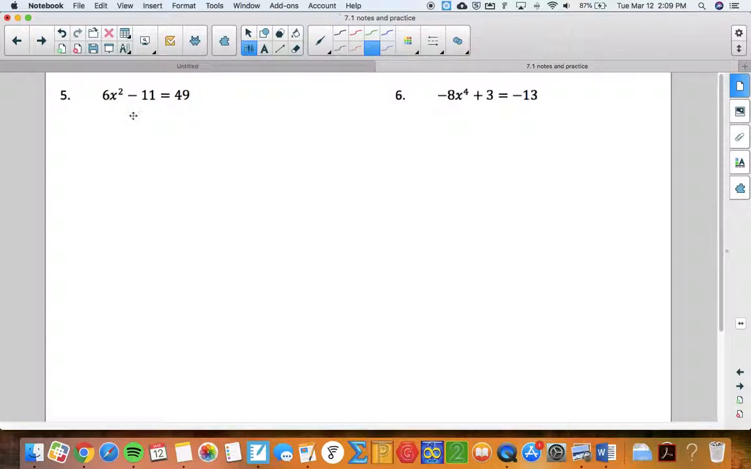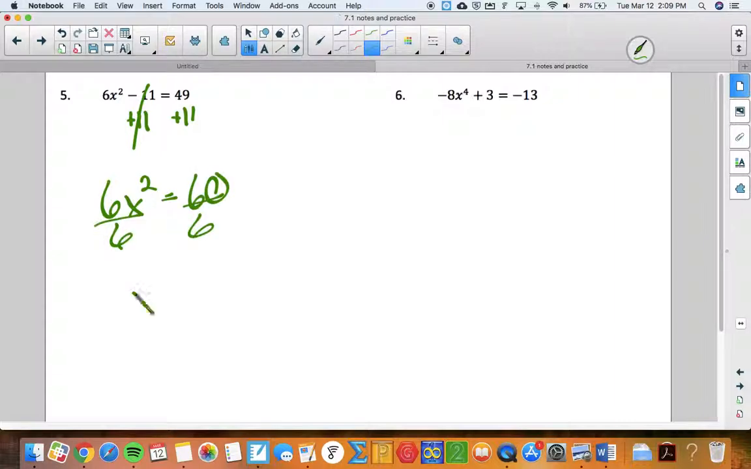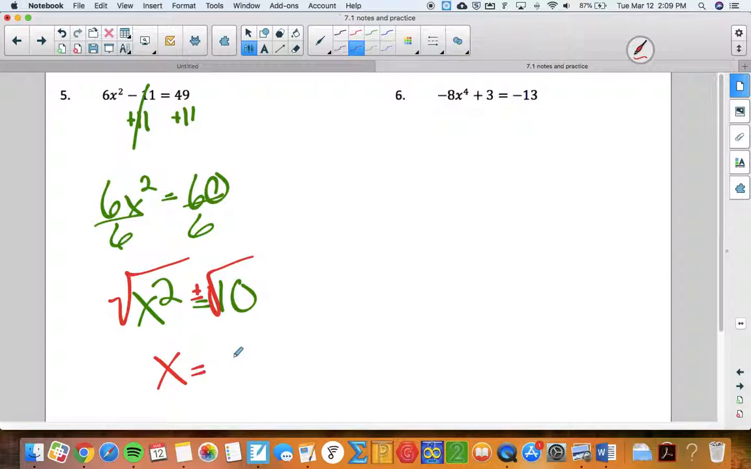Undo the subtraction first. So we'll add 11 to each side. That means that 6x squared equals 60. Undo the multiplication next. So that means that x squared equals 10. Undo squaring by square rooting. So that means x equals plus or minus the square root of 10. But we're playing the game where we actually square root it or take it to the 1/2 power, because that's what square root means. And there we are.